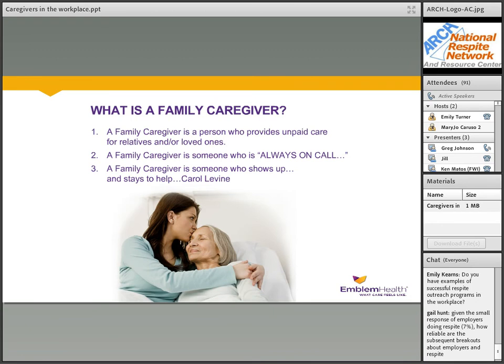A family caregiver is someone, and this is the title of the book of the brilliant Carol Levine from United Hospital Fund, but it says it all. Someone who is always on call. And I always like to say it never happens between 9 and 5. Carol also has the phrase, a family caregiver is someone who shows up and stays to help. And boy, that last part, we all know, is the difficult part. So it helps to bring it quite clearly.